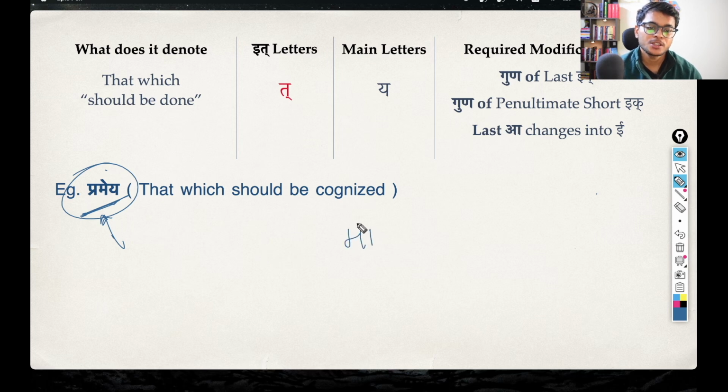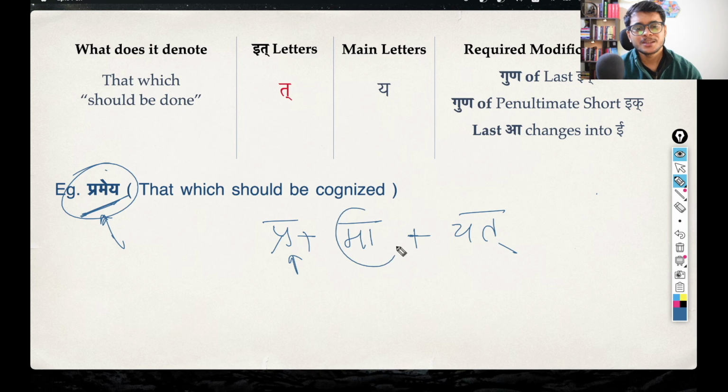We are getting this from the ma dhatu. Ma dhatu actually means to measure, to weigh something. But along with this prefix pra, the meaning of this dhatu becomes to cognize something, to know something. And we are modifying this dhatu also with this yat suffix. See, the same thing is going to happen with this dhatu as we saw previously with Gnya dhatu. First this last a of ma will change into dirgha e. So this ma will become mi.